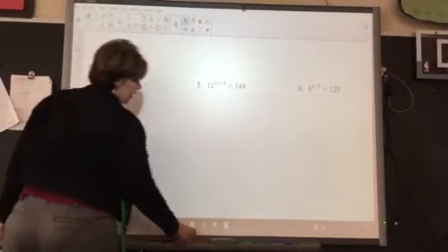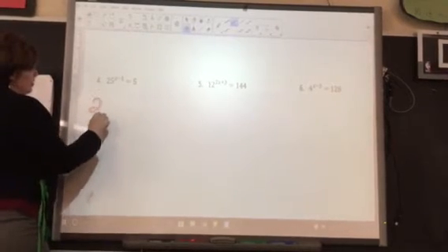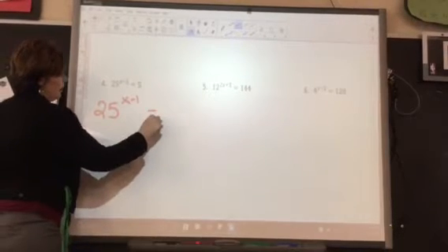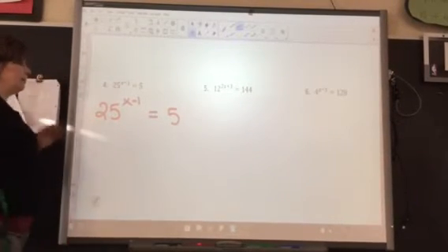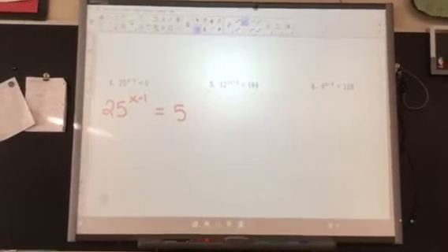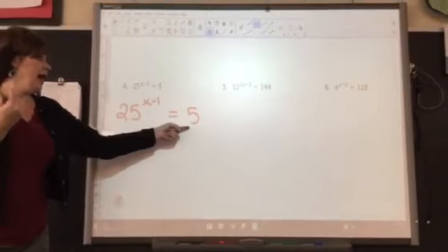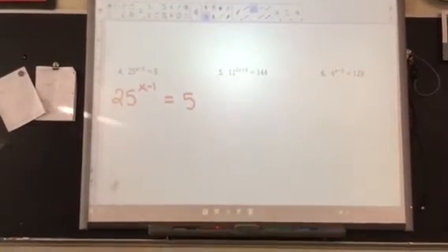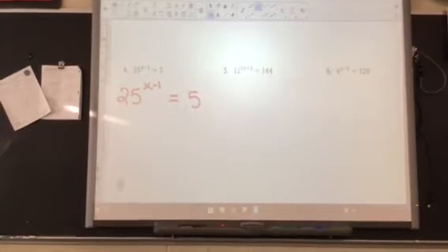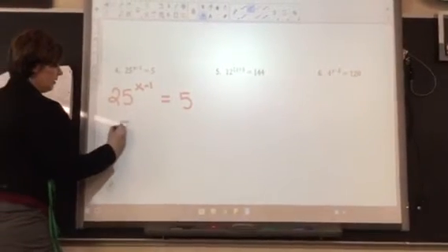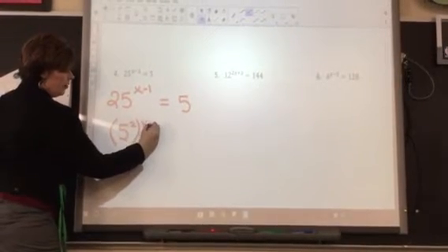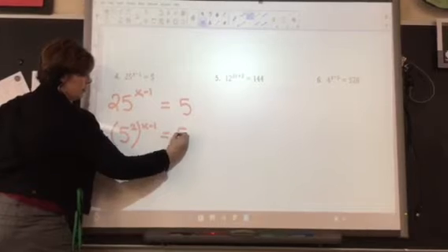Okay? What about this one? This says 25 to the x minus 1 power equals 5. So they need to have the same base. This one has a base of 5, this one has a base of 25. Can't we turn 25 into 5 squared? We can. So I have 5 squared to the x minus 1 power equals 5.